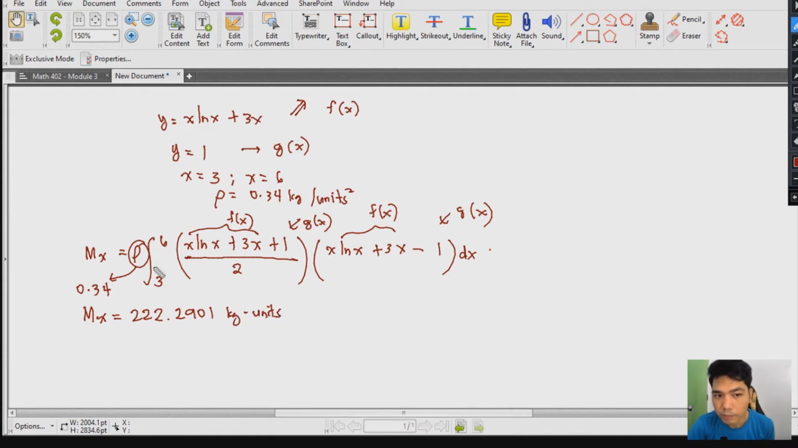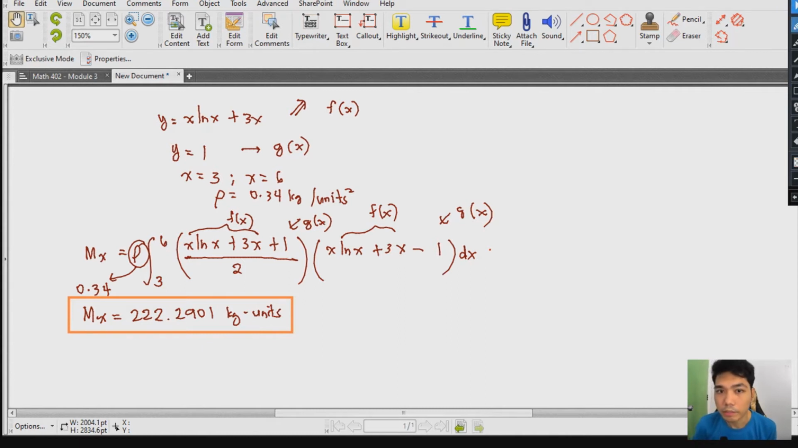Kasi remember, this is per unit squared. But then again, since this is in the third degree and then you integrate that, so magiging cube siya. Technically, that will be cubic units divided by unit squared. So may matitira sa ating units. So therefore, the moment of mass with respect to the x-axis is 222.2901 kilogram units.